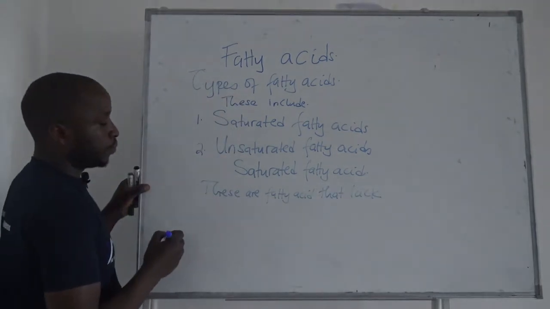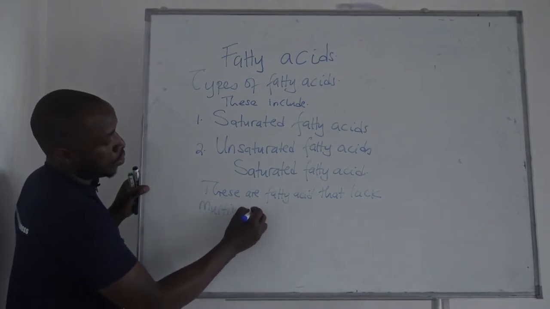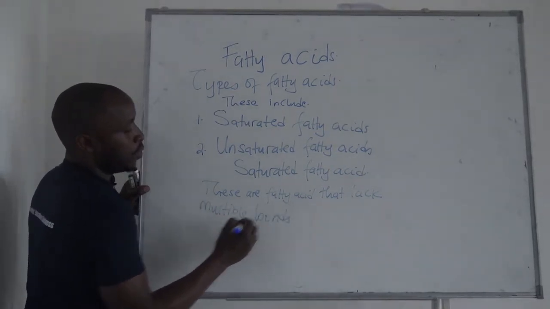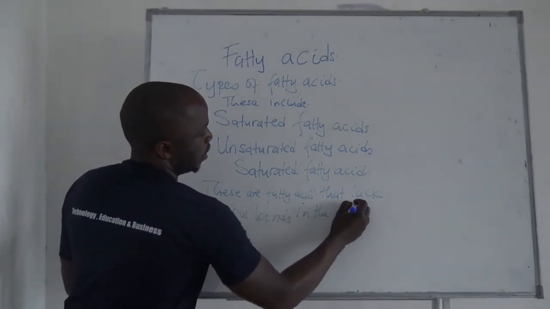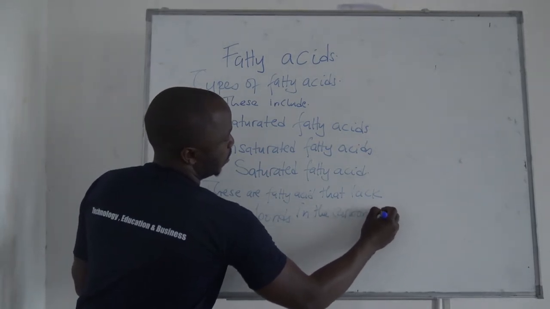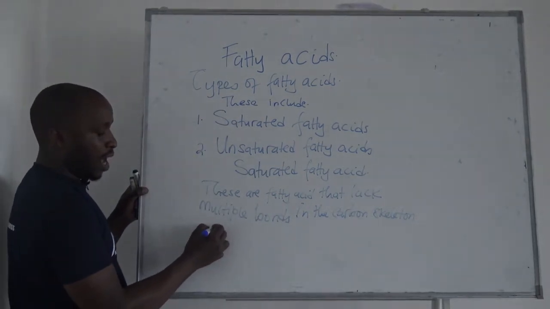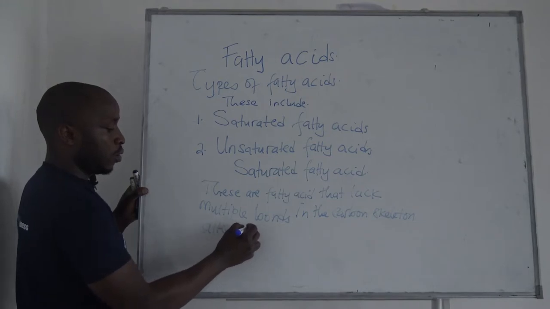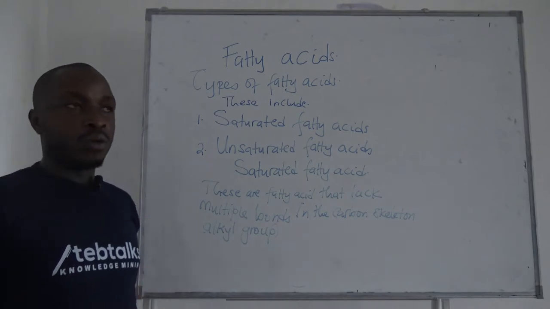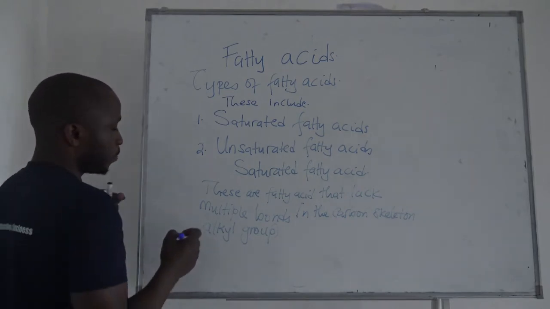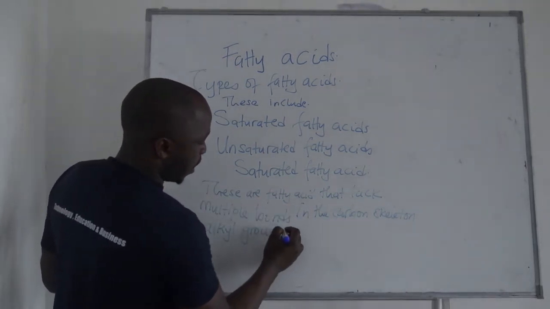that lack multiple bonds. They will lack multiple bonds in the carbon skeleton, what we call the alkyl group. We shall call it the alkyl group. So the saturated fat, the alkyl groups we are talking about are these.